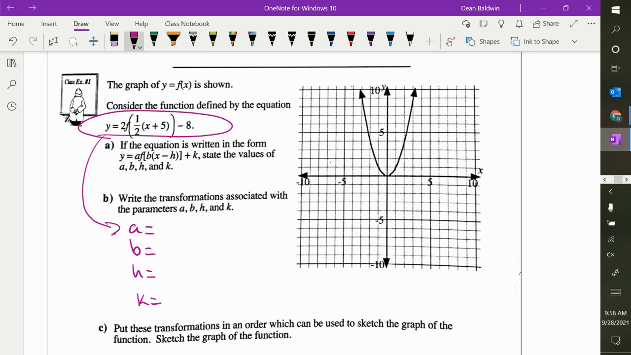Our A value here? 2. What does that do? Vertical stretch by 2. You multiply all your Y values by 2. That's it. Okay. What is my B value? So my B value is a half, which means what? Horizontal stretch by 2.